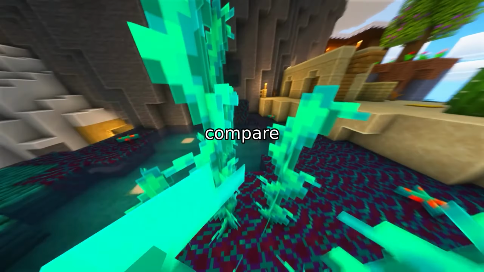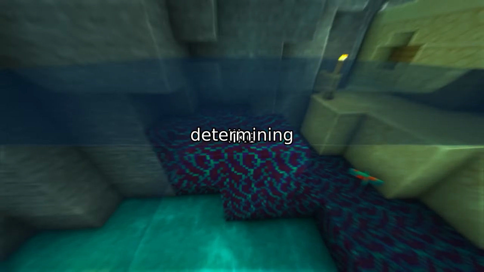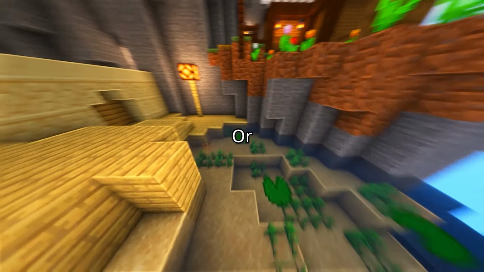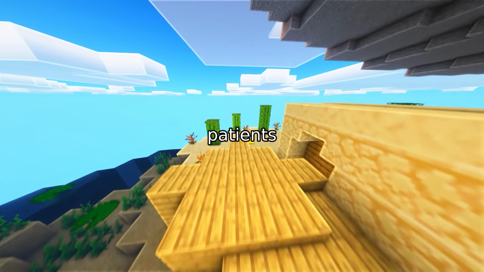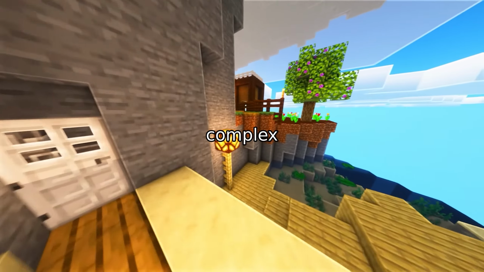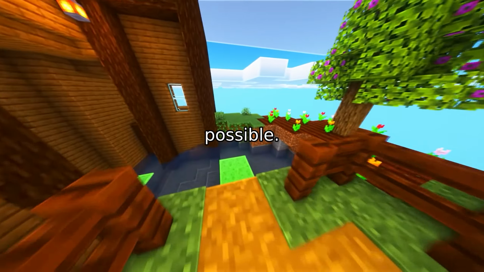Ever wondered how scientists compare two completely different sets of data, like determining if a hurricane's path is truly changing or just appearing different on paper? Or how doctors might analyze brain scans from patients with and without a condition? It's not just about numbers, it's about transforming one complex structure into another in the most efficient way possible.